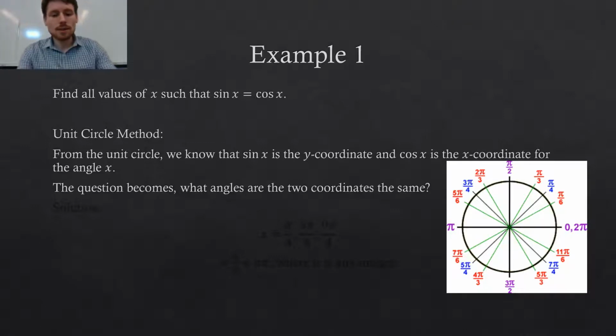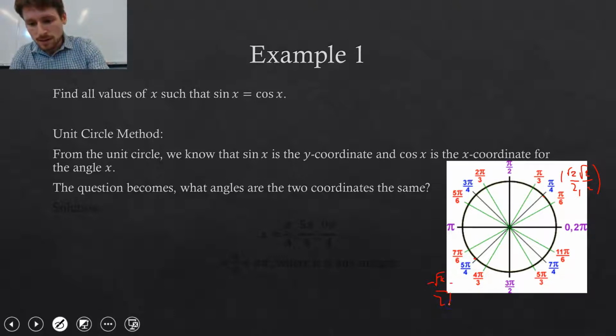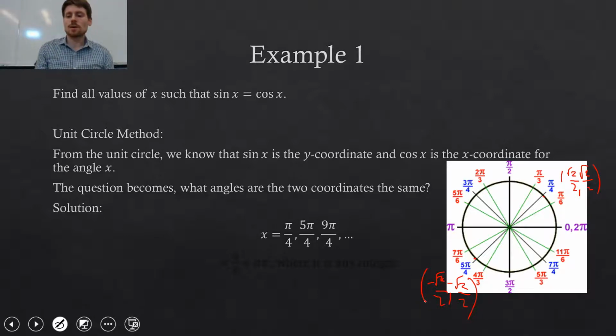So if we look at the unit circle, we want to find these points right here. So right here, we know that one's root 2 over 2, root 2 over 2. And down here in quadrant 3, they're also the same, but they're both negative. We've got negative root 2 over 2 for the x, negative root 2 over 2 for the y. So it looks like our answers are going to be pi over 4 and 5 pi over 4, and then everything that's coterminal with that.